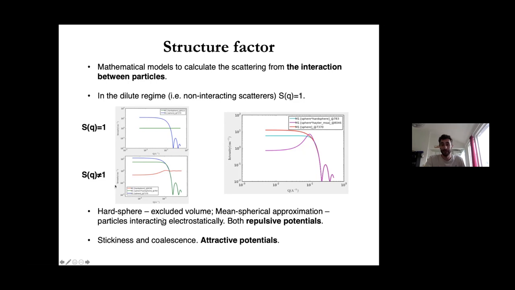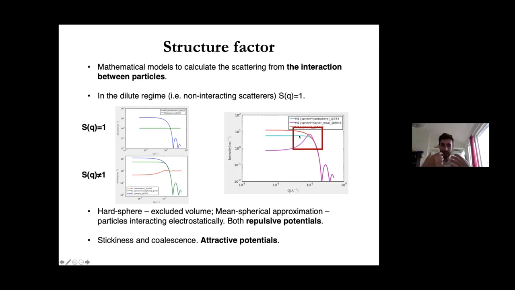There are different types of interaction between particles in a matrix. We can have, for example, electrostatic interactions, or hard sphere, purely excluded volume interactions, and they will affect the data in different ways. Again, this red curve is our form factor. If we apply hard sphere interactions, some excluded volume effects, we see a change in the scattering signal.